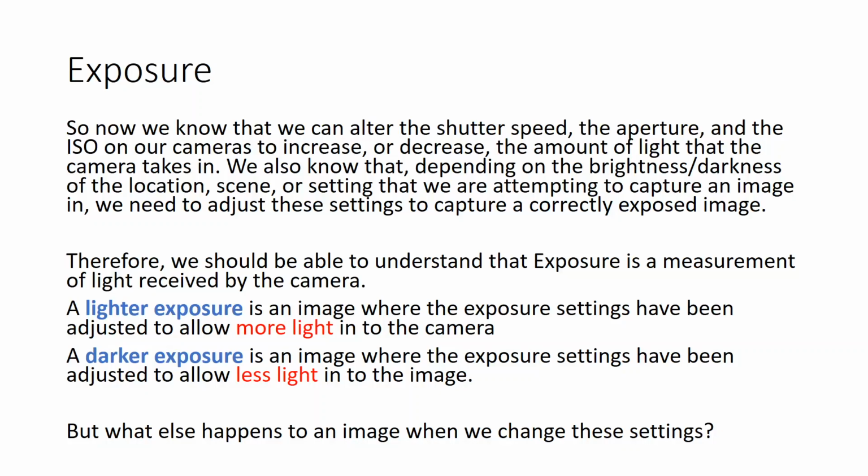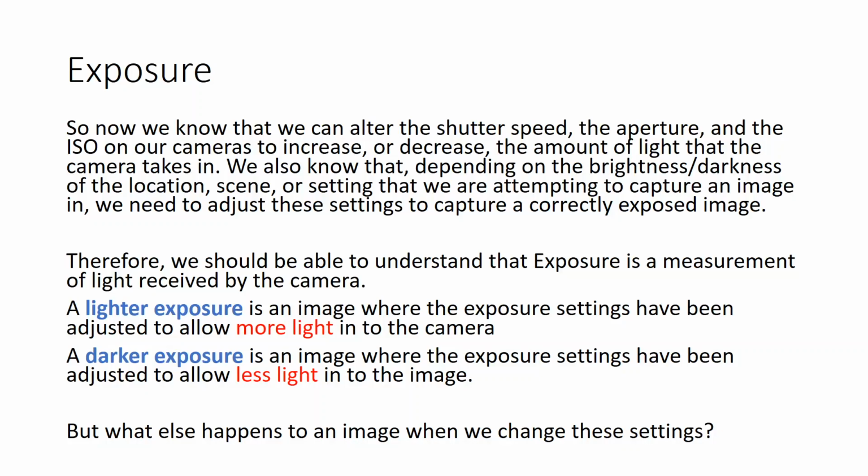And depending on the brightness or the darkness of where we're taking a photo, we need to make decisions on how we're going to change those settings. So those settings change the amount of light that comes in, but again, it depends on what our desired effect is and where we are. What the setting is will determine which setting we change and how we change it. So therefore, we should be able to understand that exposure is a measurement of light received by the camera.